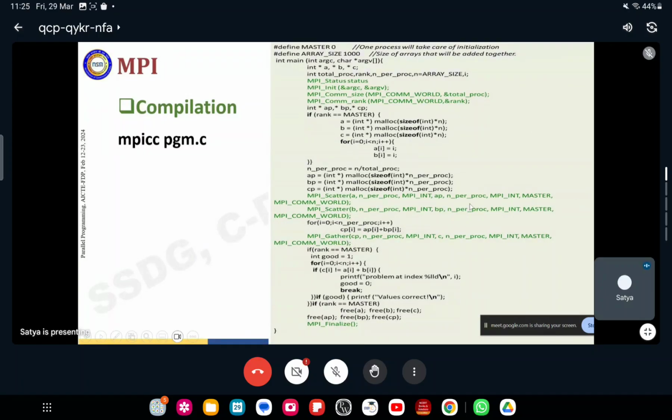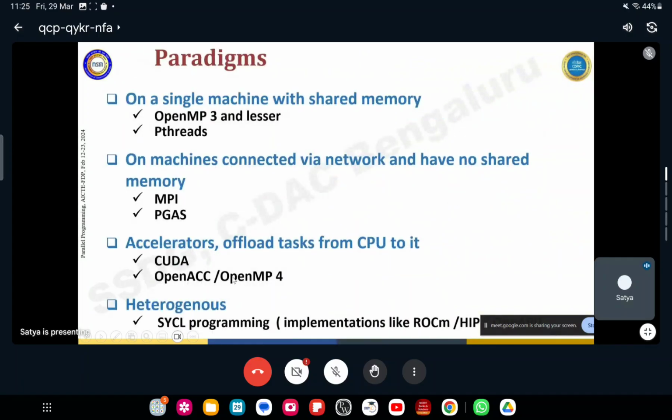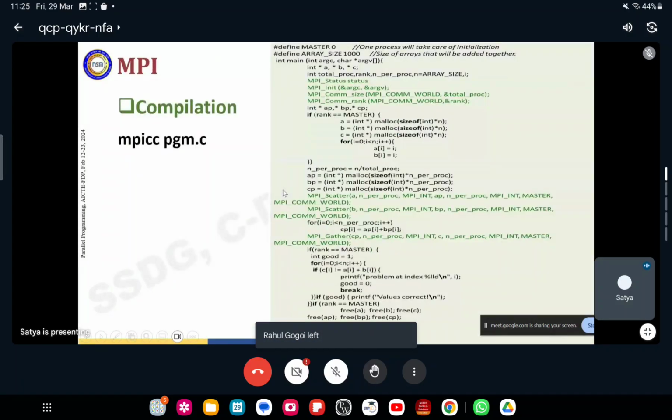Because you have to define, say the array size is 100, and based on the size, you have to define the processes. So it scatters the data onto the number of processes. After scattering, it will produce the results through the gather method. Once you open the connections, you have to close the connections. This is an MPI program for multiple machines. That is the reason I showed a 300 by 300 matrix multiplication.